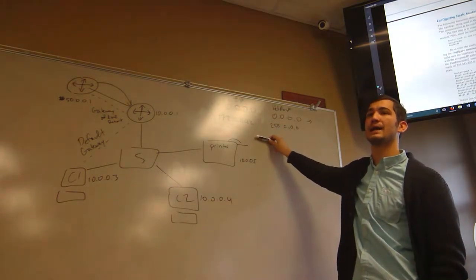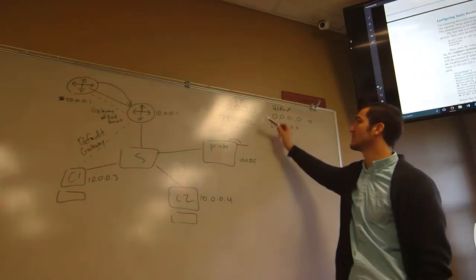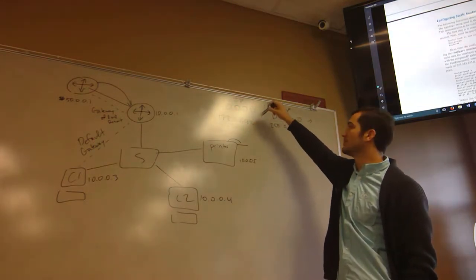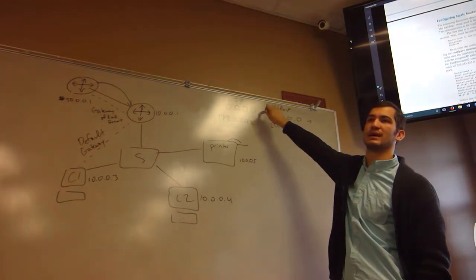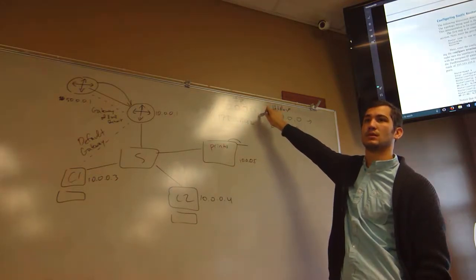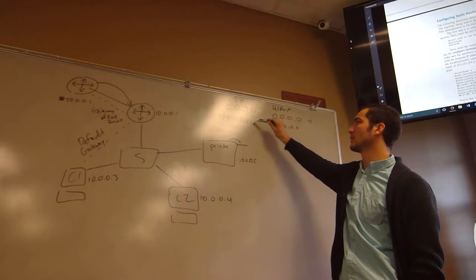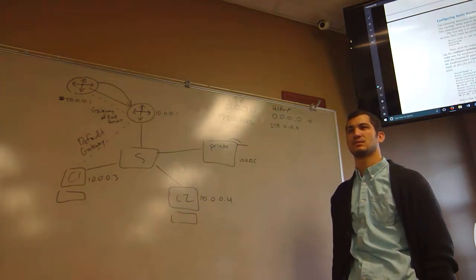If you don't have a catch-all category, the vast majority of your data won't go anywhere, right? So this is the catch-all category. It means if it's not one of these, send it to the gateway of last resort, or the default gateway. You have to have one of these. If it doesn't, then you can only go to this IP address, that IP address, and this IP address. Does that make sense?